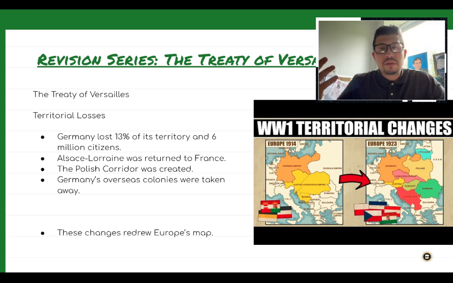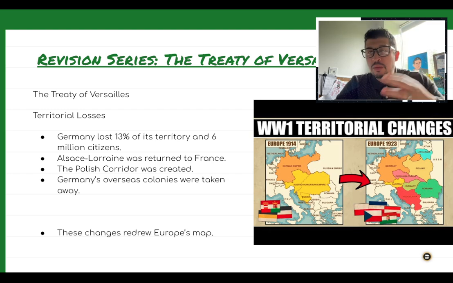Part 3, again, order does not matter, is going to be the territorial changes. Germany is stripped of 13% of its land and nearly 6 million citizens. Number 1, Alsace-Lorraine is going to be returned to France. That's going to be a big issue and was kind of an obvious outcome with the fact that Germany lost. All overseas colonies are going to be stripped. Some are given to other countries. Others are given back to the League of Nations as a part of the mandate system, which I'll break down in another video if that's where we end up.